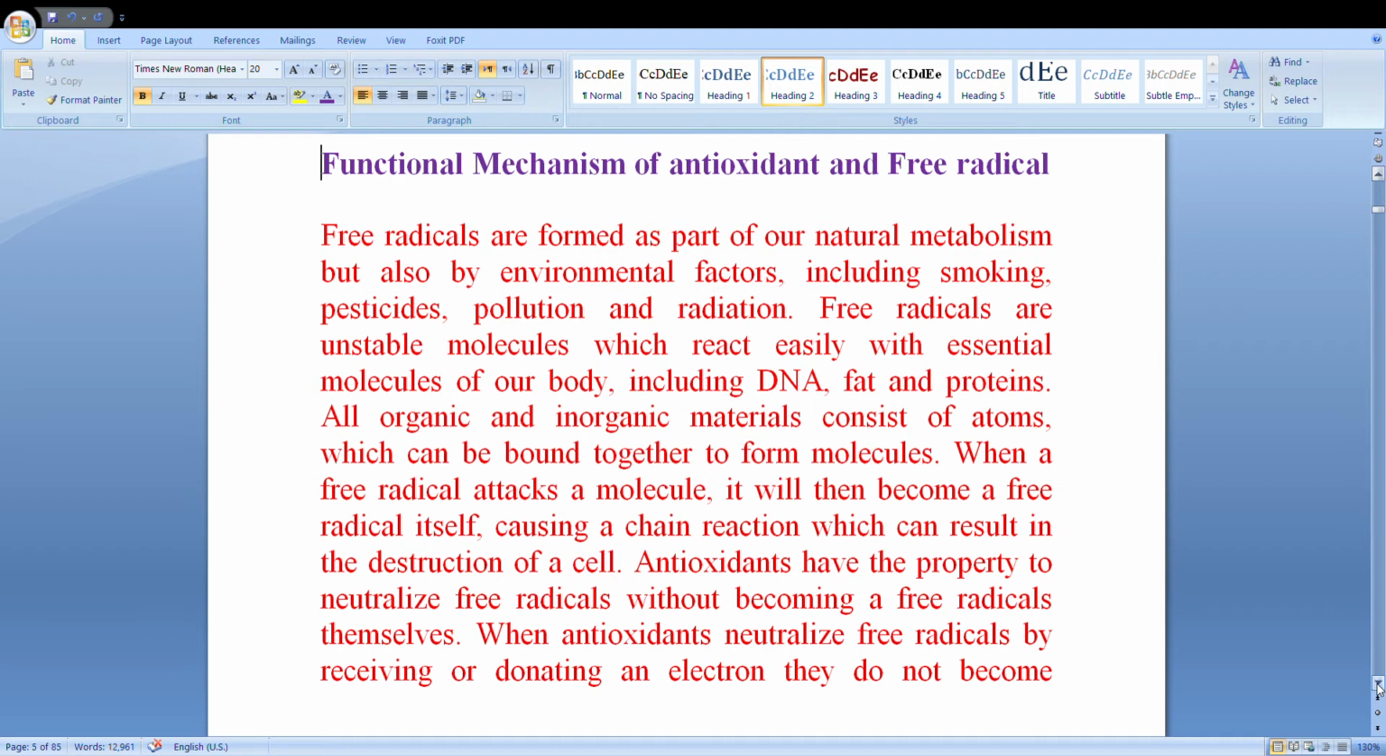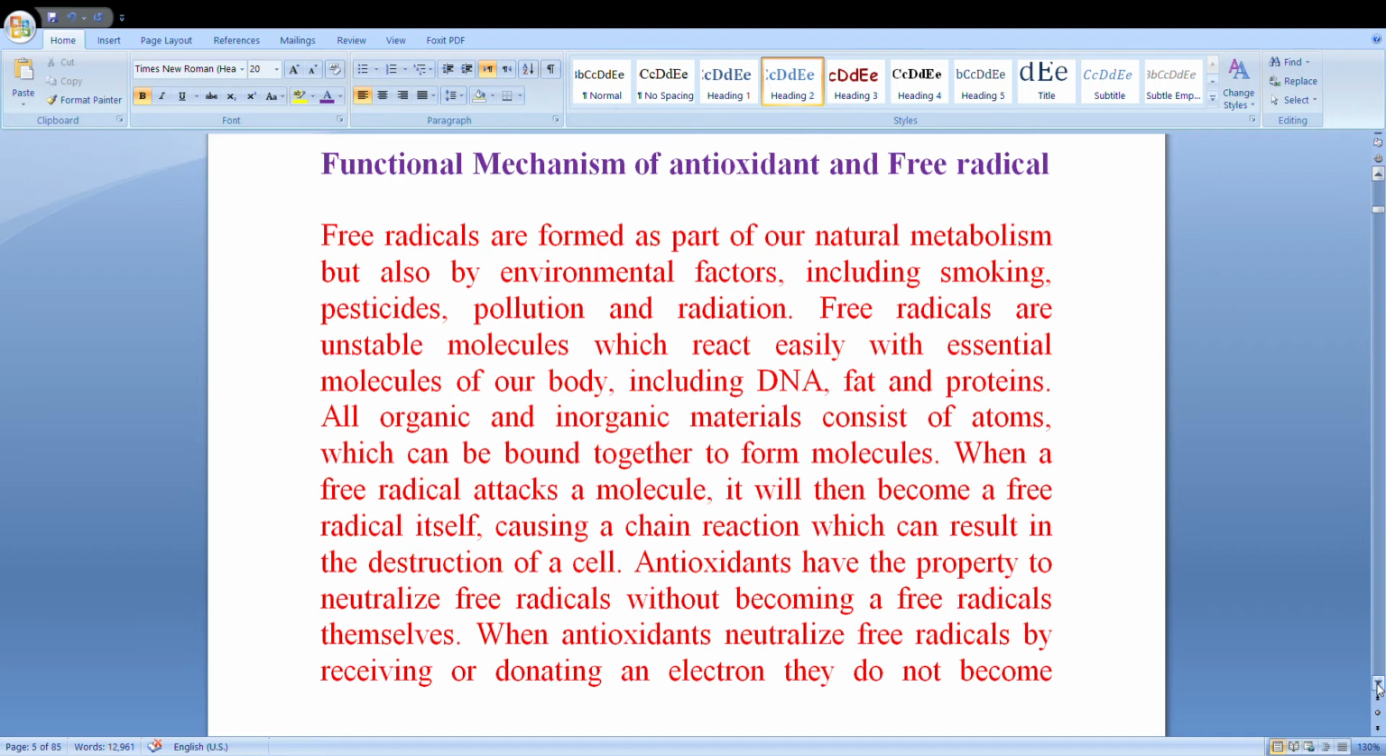Free radicals are unstable molecules which react easily with essential molecules of our body, including DNA, fats and proteins. All organic and inorganic materials consist of atoms which can be bound together to form molecules. When a free radical attacks a molecule, it will then become a free radical itself, causing a chain reaction which can result in the destruction of a cell.